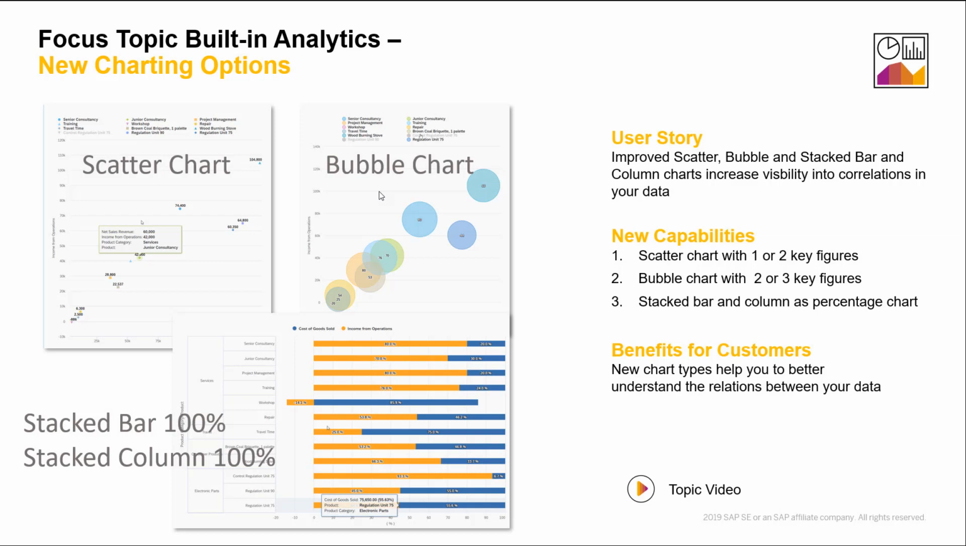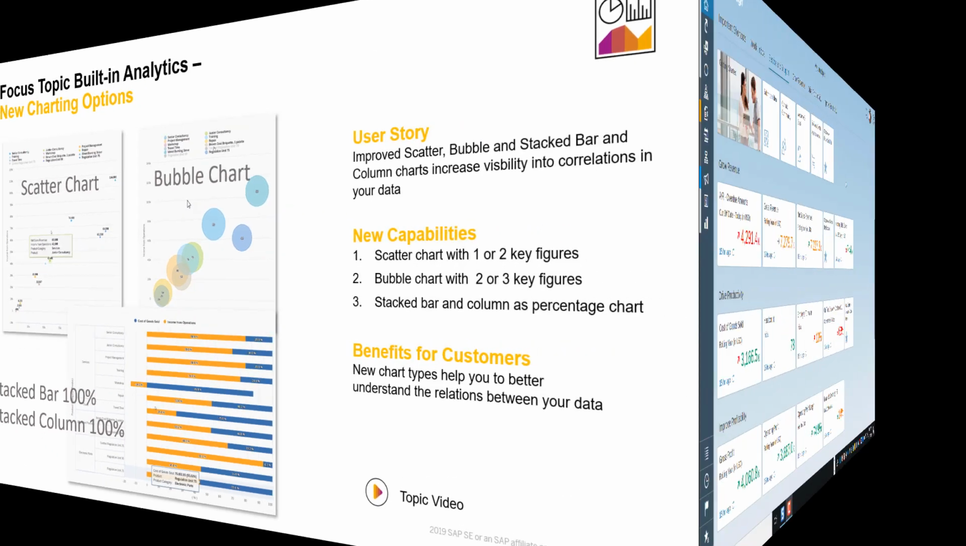Furthermore, percentage charts still remained left over from the Silverlight transition to HTML5, and accordingly you will learn in this video today how you can use scatter charts with 1 or 2 key figures, bubble charts with 2 or 3 key figures, and a stacked bar and column chart as percentage chart. Let's have a look in the system how those chart types work.